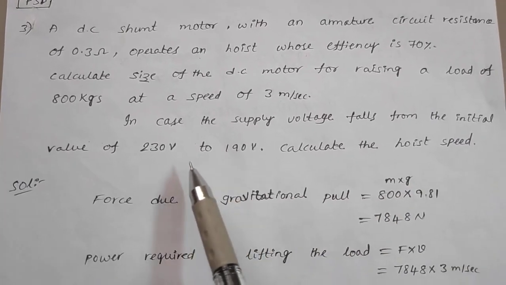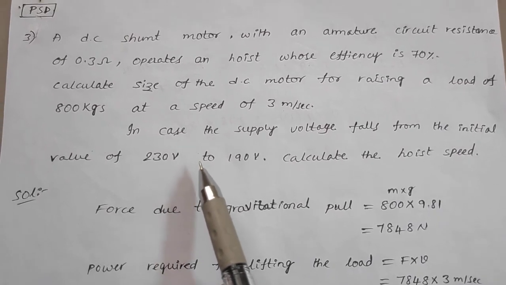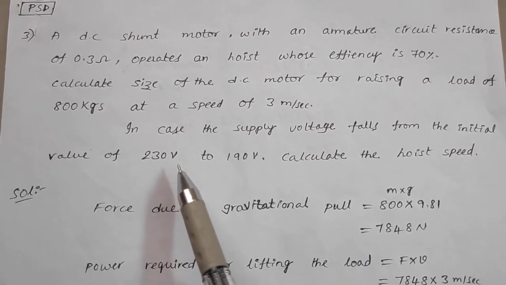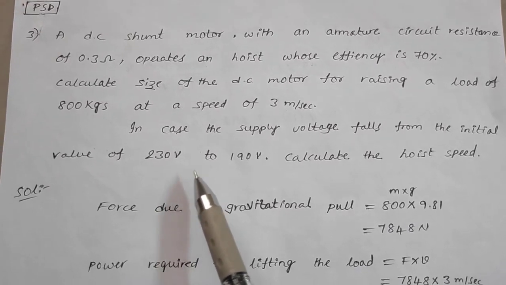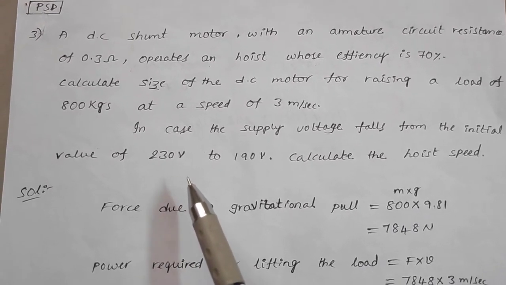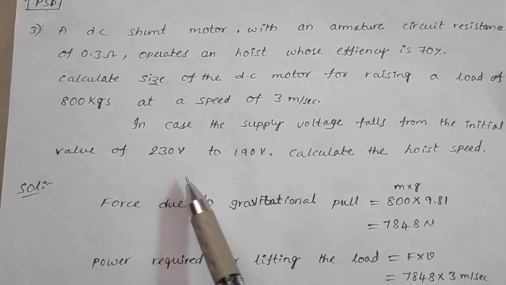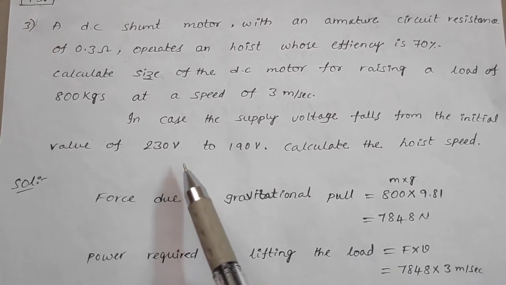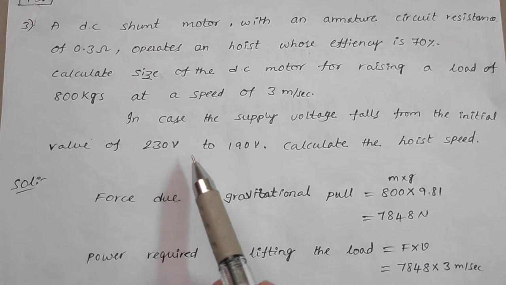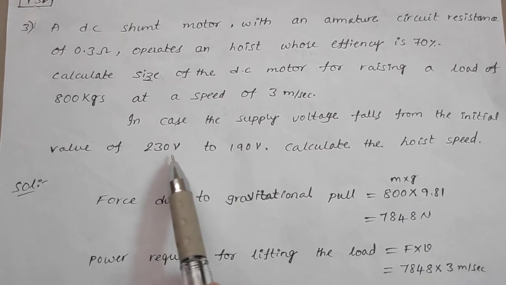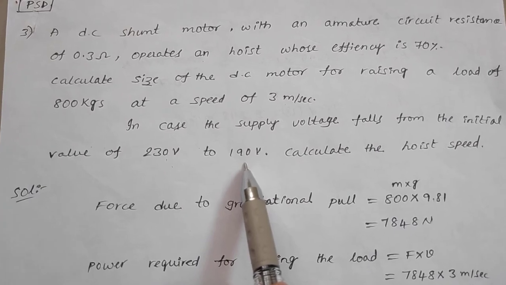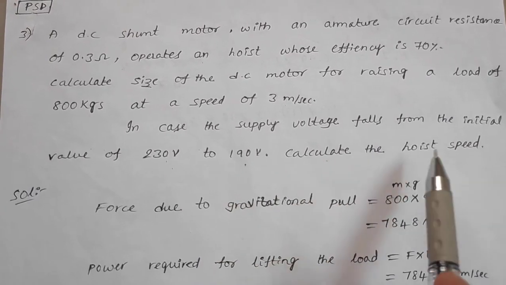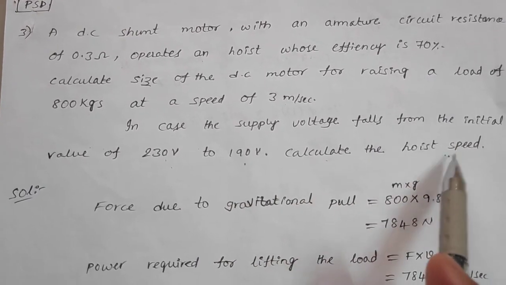In the previous problem, the speed had reduced from some 6 meters per second to 4 meters per second, and correspondingly, what is the external resistance we need to add to the armature? That's what we discussed in the previous session. In today's session, when the voltage falls from 230 volts to 190 volts, we need to calculate the speed.